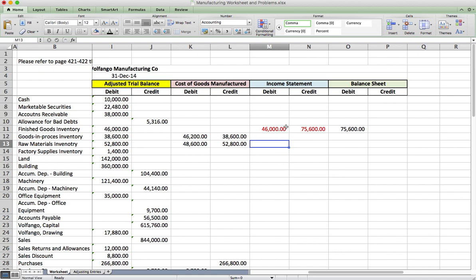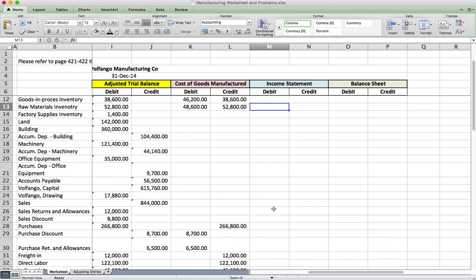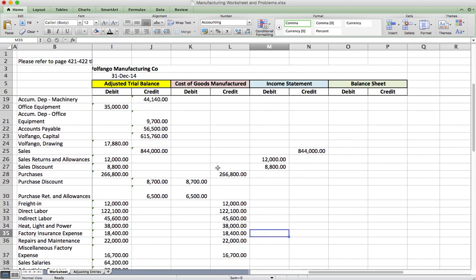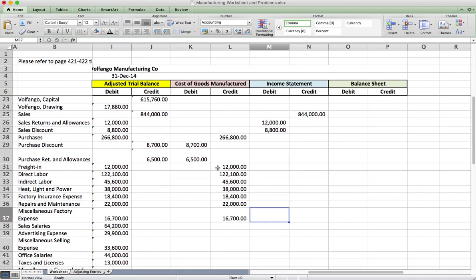So, ano yung mga maiiwan? Yung mga hindi natin na-close. Punta tayo sa sales. Yan. Sales, credit side. Diba? Adjusted trial balance, 844. And then sales returns and allowances. Then sales discounts. Then, bakit red? Then purchases, tanggal na yan. Purchase discount, tanggal na din. Purchase returns and allowances, tanggal na. Same with freight in, direct labor, indirect labor, heat and light. Yung mga factory overhead natin, wala na.